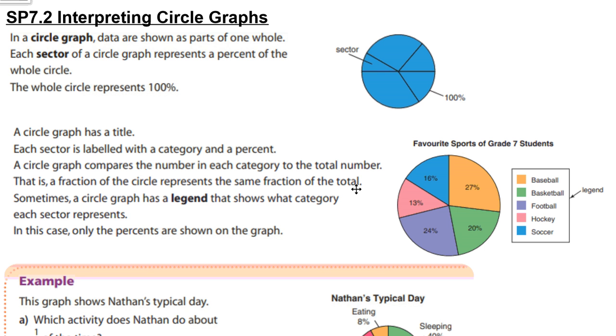Sometimes a circle graph has a legend to show what category each sector represents. So in this case, we do have a legend. It's off to the side, and each color represents a different favorite sport. So pink is hockey, blue is soccer, orange is baseball. Sometimes these are written right on the graph, but it kind of depends on how you are doing. And so the example we're going to do, there is no legend. It's actually written as part of the information. In this case, only the percents are shown on the graph, so we only see the percent numbers on the actual graph itself.